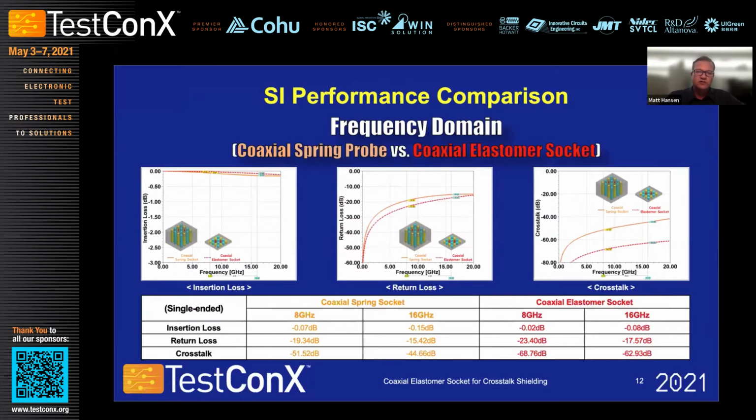Then you look at coaxial spring probe sockets versus the coaxial elastomer socket. You'll find that they're very close in performance. You're seeing very good return loss, mostly mitigated crosstalk on both examples, especially in the 8 to 16 gigahertz range. But the biggest difference would be found in crosstalk. Obviously, insertion loss is almost the same. Return loss is very comparable. And then crosstalk, the advantage will go to elastomer.